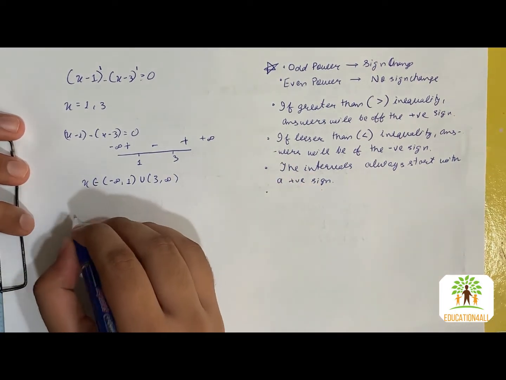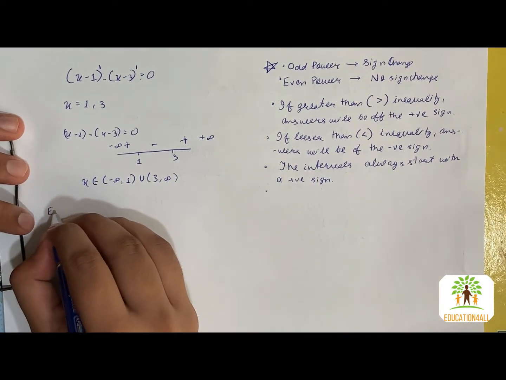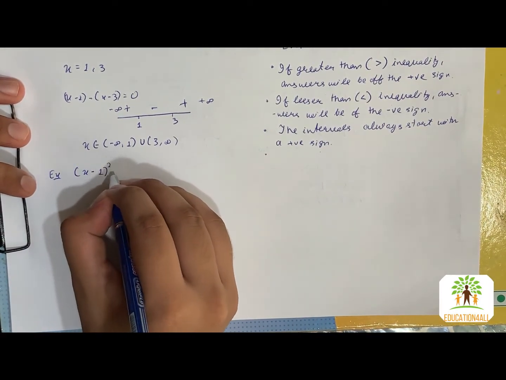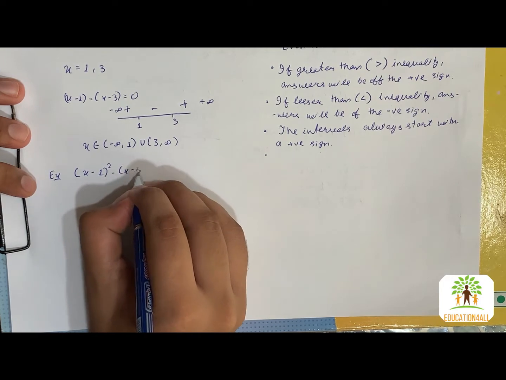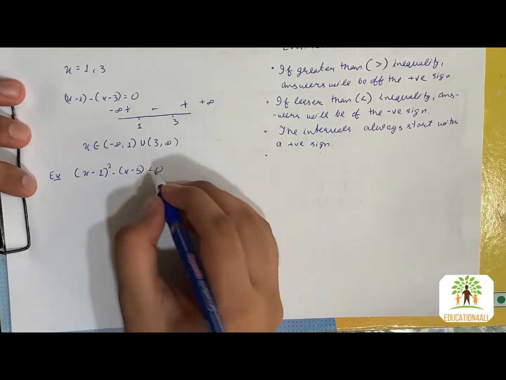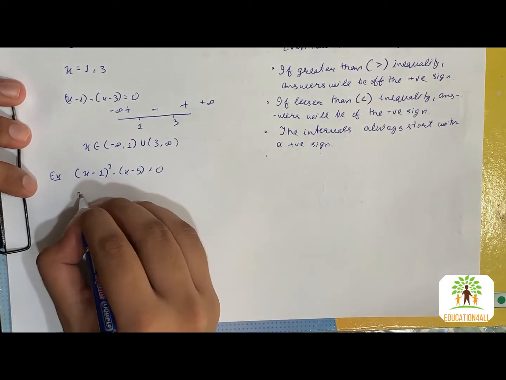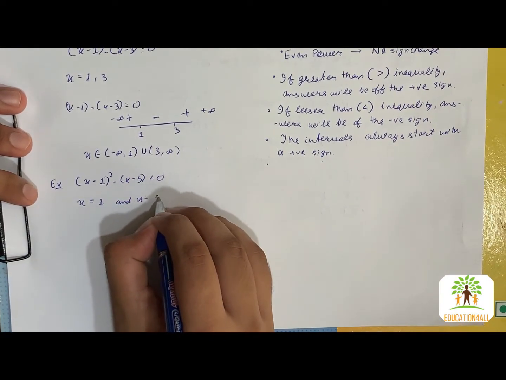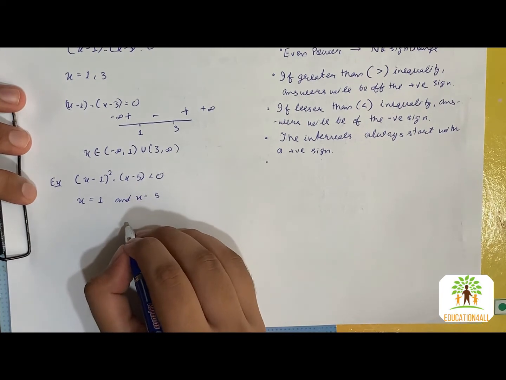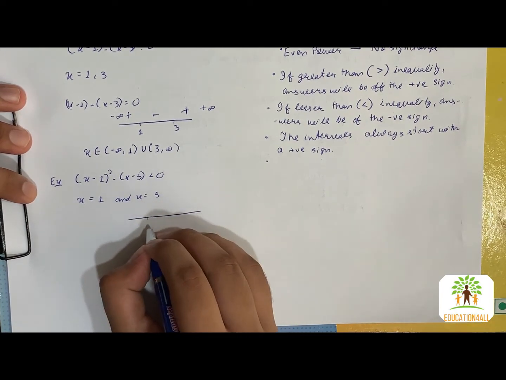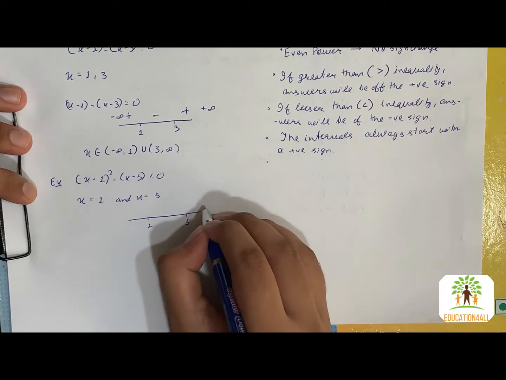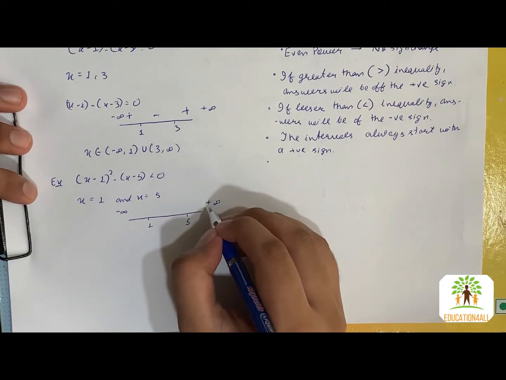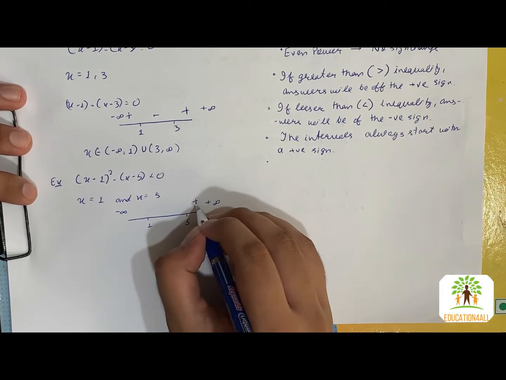Another example, (x minus 1) square times (x minus 5) lesser than 0. Now, once again we have two critical points, x equals 1 and x equals 5. We mark both of these on the number line. We first start the number line with a positive sign.